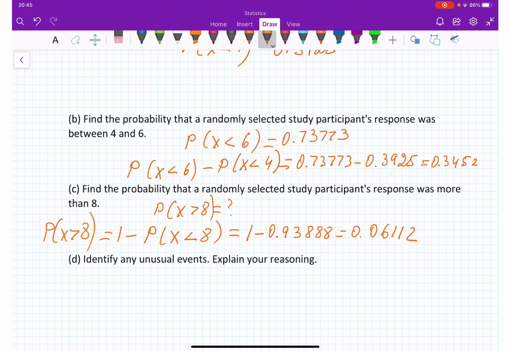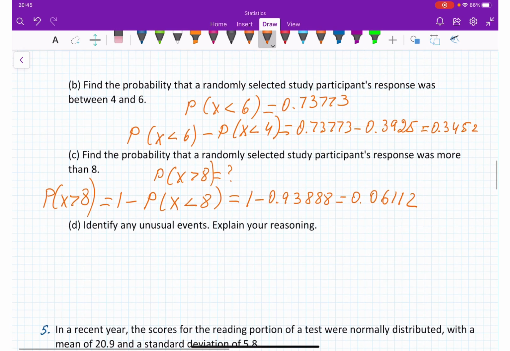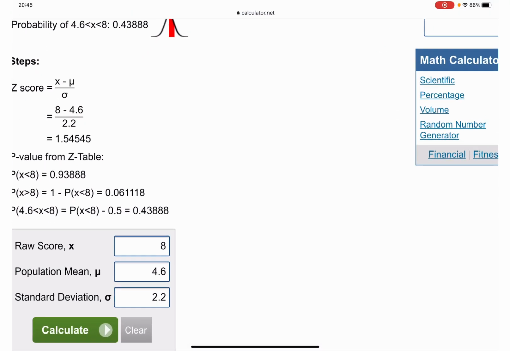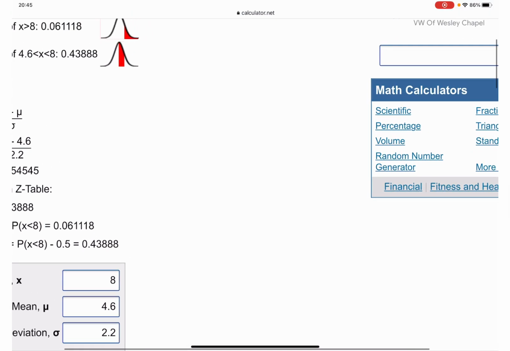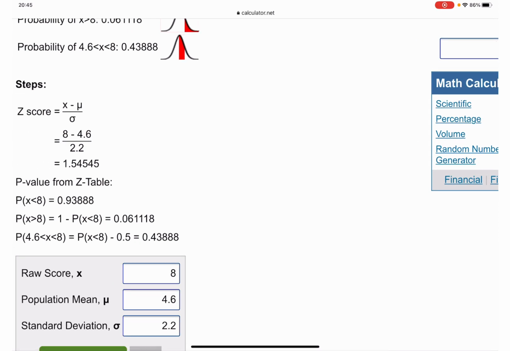Remember one thing. Every time when you have to deal with greater than, you always need to subtract from 1. Okay? Next one. Actually, we can check on the calculator. For greater than, it's giving you also. Let me see. For greater than, here it is, 0.061118, right? That's for x greater than 8. Okay. Moving to the next one.